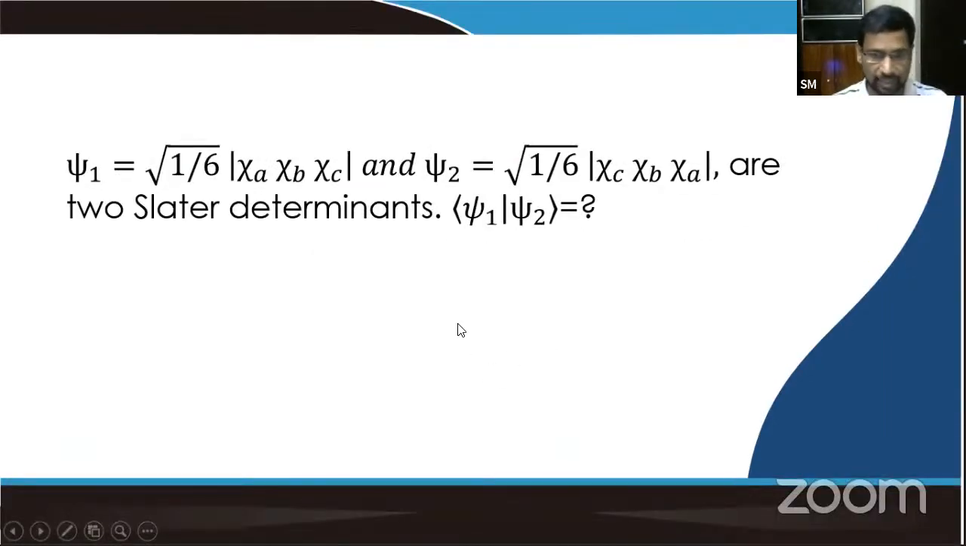We now look at another problem, which says that I am expressing two Slater determinants, psi1 and psi2. You can see this Slater determinant's normalization constant is 1/√6, which is the square root of 3 factorial. That's because this is a Slater determinant of 3 by 3 dimension. So we have psi1 and psi2, and the question is, what is the inner product between psi1 and psi2?